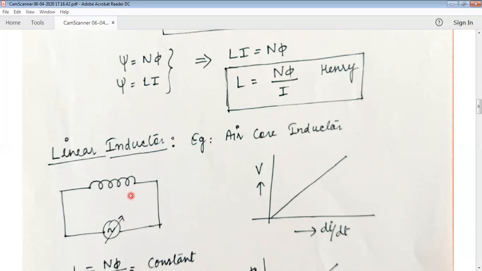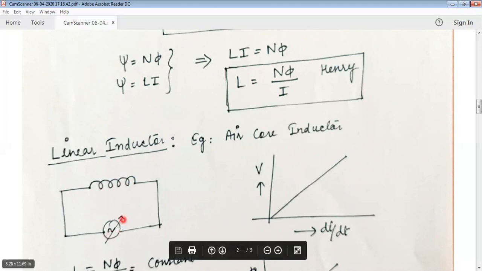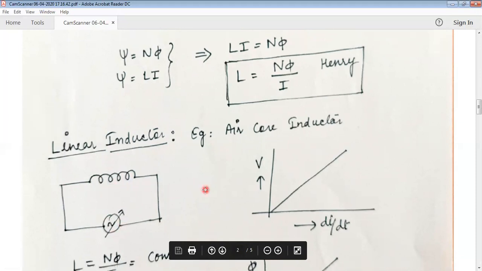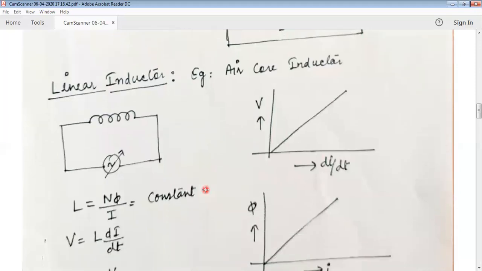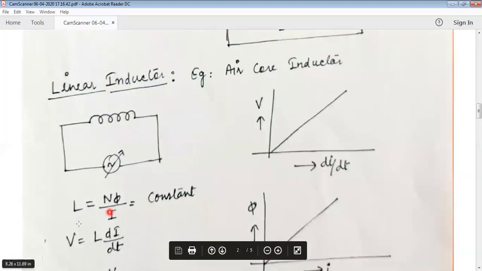Clear? So here one coil is taken, and inside that coil nothing is there. The core is air, only air is present. The voltage applied is taken as a variable voltage. So this is an air core inductor. And what is the inductance value? L equals N phi by I. We have already derived this formula.